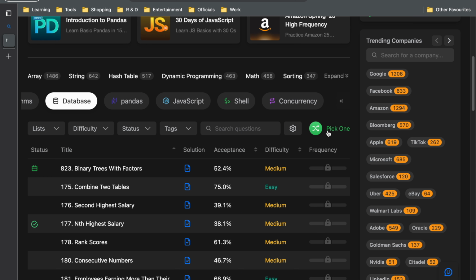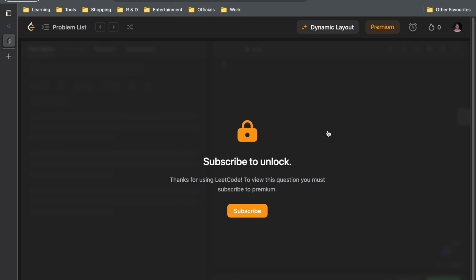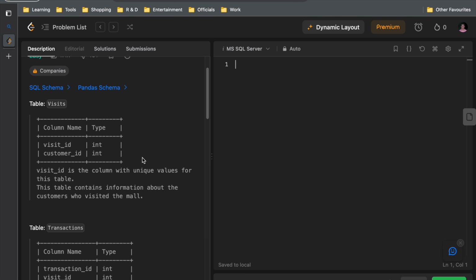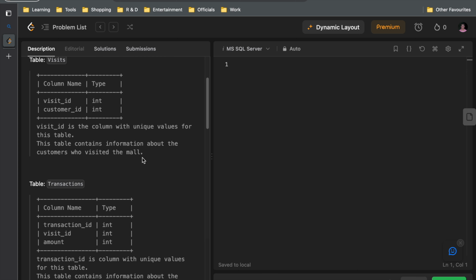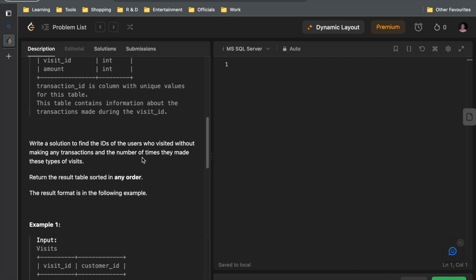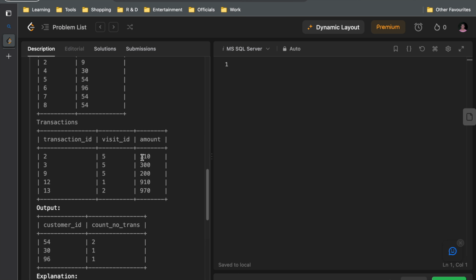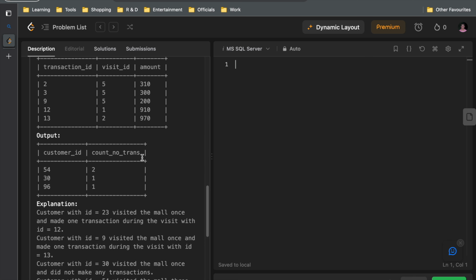So let me randomly pick one. Okay, so we got another easy problem, which is 1581, Customer Who Visited but Did Not Make Any Transactions. We have two tables, one is Visits and another is Transactions. What we have to do is find how many visits they have and how many transactions they did.